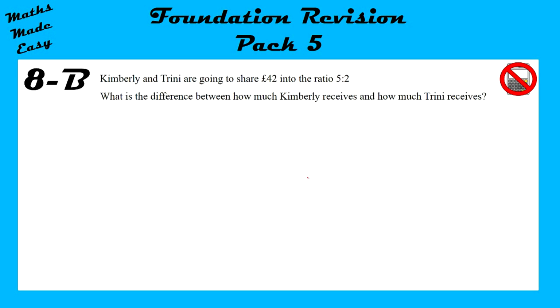8b. Same again on this one. I'm going to take my ratio 5 to 2, and I'm going to add the parts together, so 5 plus 2 equals 7. Then I'm going to divide 42 by 7, which is 6, and that represents one of the parts. Now I can see that Kimberly gets 5 of those parts, so Kimberly will receive £30, and Trini receives 2 of the parts, so she'll get £12. And just double check that they add up to 42 as well, which they do.